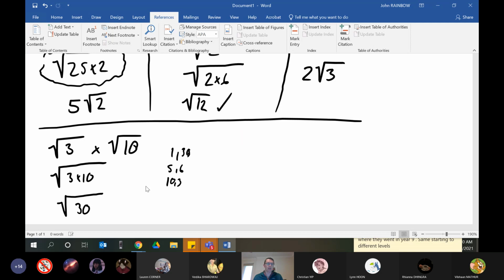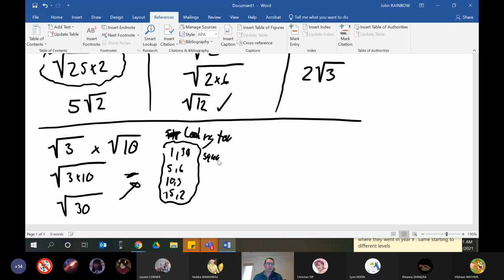Well, I already had 10 and 3, so I don't need to do that. And I can't really think of, oh, there's 15 and 2. So none of these numbers are squared numbers. So really what I'm doing when I get to this stage here, I'm looking for squared numbers to simplify further.